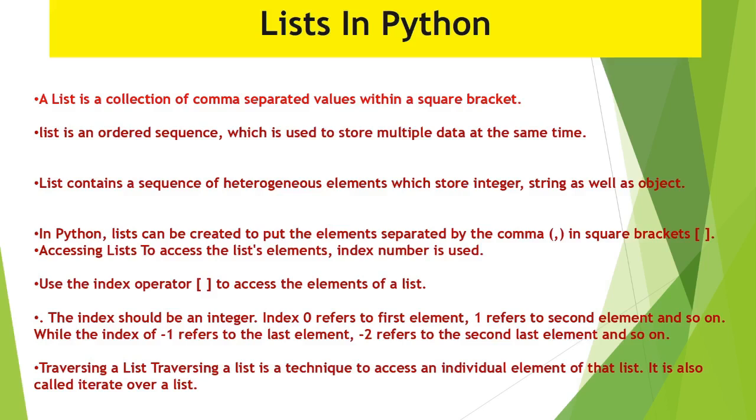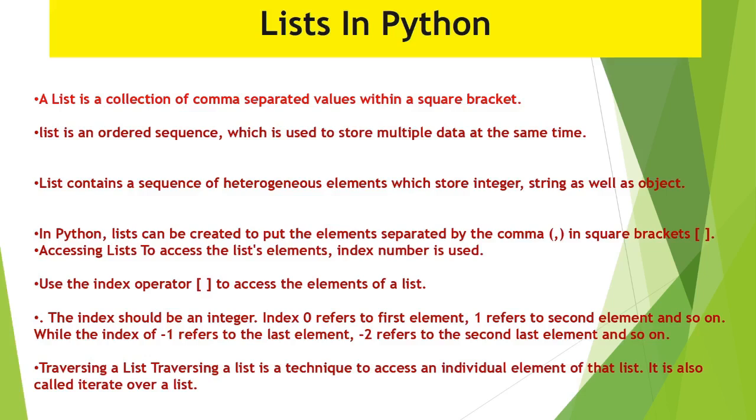A list is a collection of comma separated values within a square bracket. Right students, that means how do you declare a list variable and how do you store values into a list variable. We have to store the values within square brackets and separate each value from the others by using the comma operator. So in this way we can create a list variable, right students.